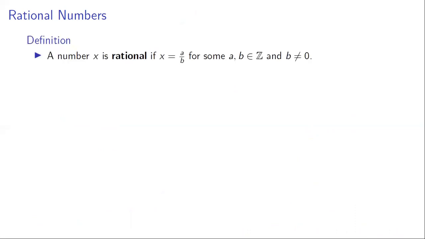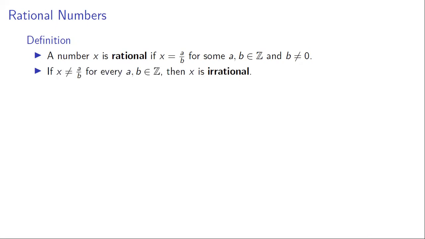Okay, now before we do our third example of proof by contradiction, we're going to talk about rational numbers. So you've seen this before, I assume, but a number x is rational if x can be written as a divided by b, where a and b are integers, and b is not equal to 0. If b were 0, this would not be a rational number. So like 5 divided by 0 is not a rational number, but b could be any other integer, and a could be any integer.